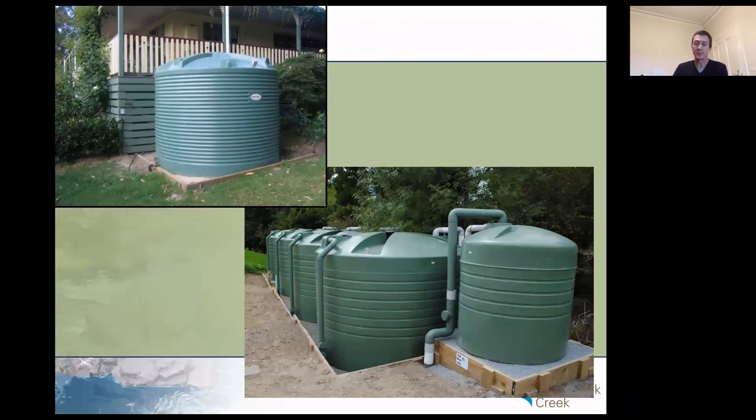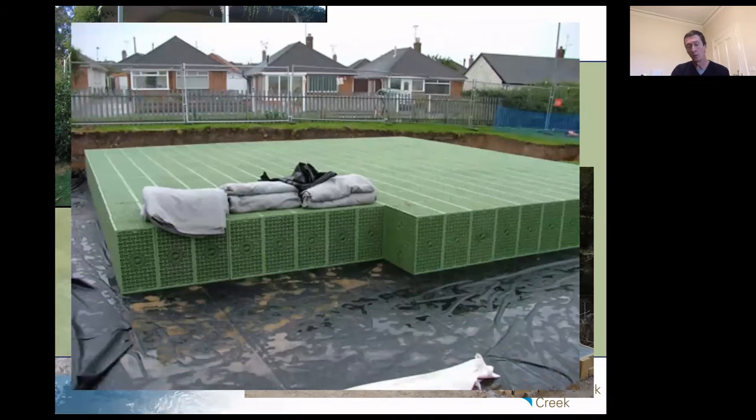Here's some examples of stormwater harvesting from a project that our team's been running, the little Stringybark Creek project to the east of Melbourne. These are on the top left a household scale system, and then a system applied at a school, a much larger system at a school. Or we could use big underground storages so that we don't lose the use of that space, and that could then become a park.